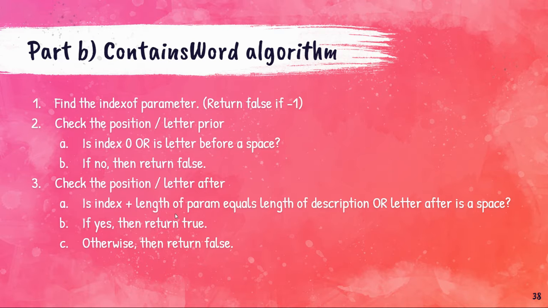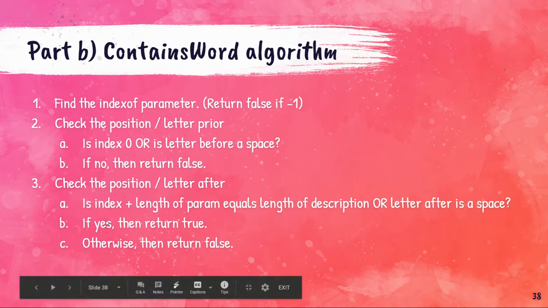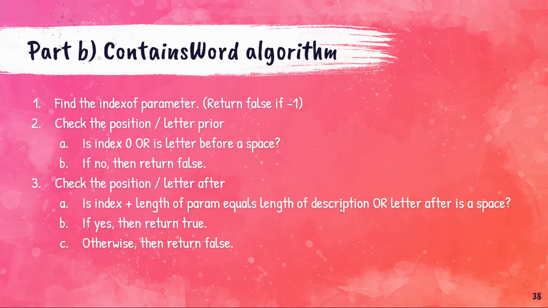It gets a little trickier because I've got to add the index, where was the word found, plus the length of that parameter. That's the length of the whole thing. Well, now I know that means that it's the last word of the description. And if that's not the case, then I got to look to see, is that a space?